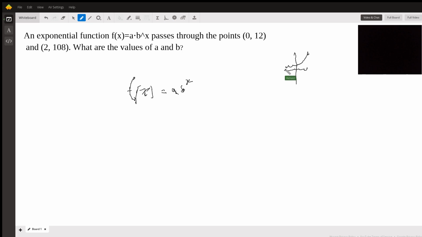And so usually we call a the starting value, and b is called the base, and usually the restriction is that b is going to be positive. So if b is between 0 and 1, we're going to get decay. This is growth. This would be b bigger than 1, you get growth. And if b is between 0 and 1, you're going to get a decay curve like that. So it's 0 less than b less than 1.